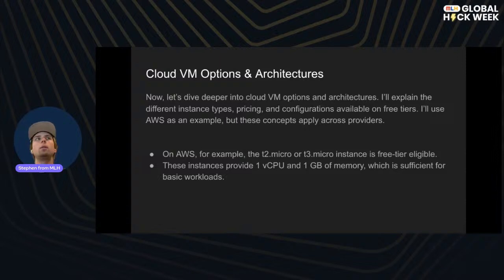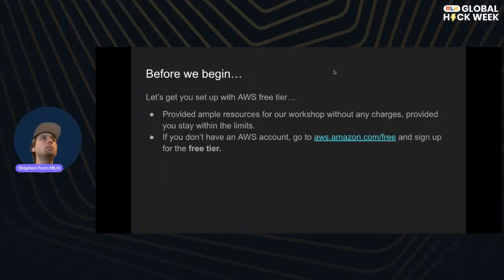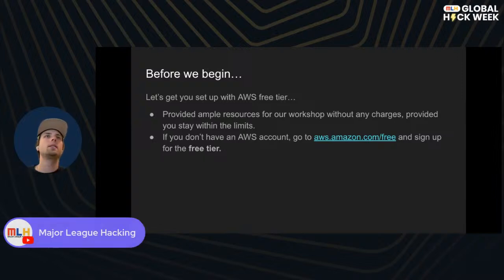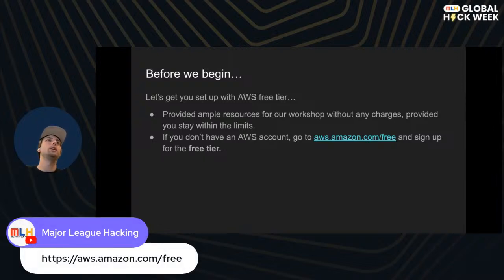Before we begin, I want to mention that there is a way to set up your AWS free tier. I think I showed you the link in the chat, but I'll send it one more time because the link I sent was a long one. It's aws.amazon.com/free. That's where you're going to go. Let me go there myself.